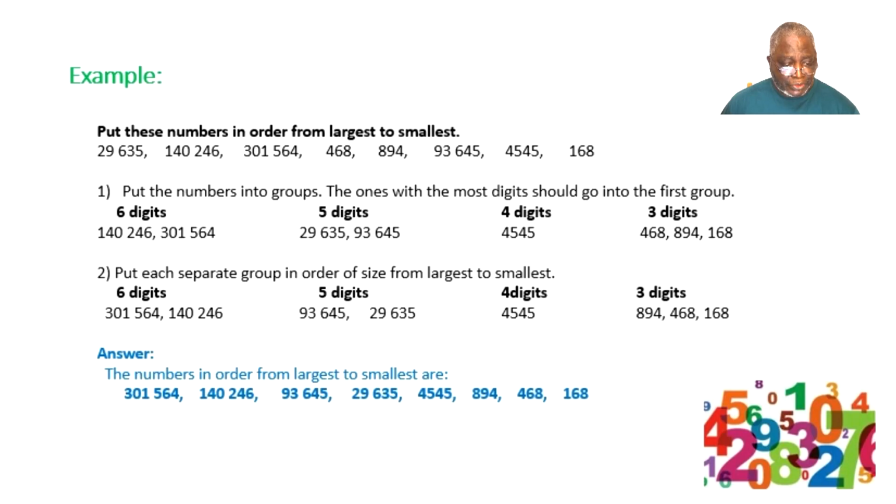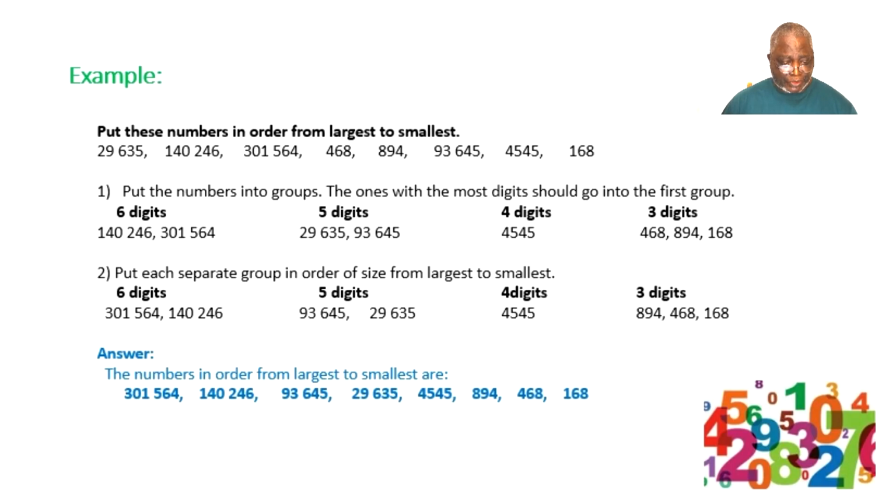So in this case, you have 301,564, and then 140,246. Then in the 5-digit group, you have 93,645, 29,635, and in the 4-digit group, you have only 4,545, and then in the 3-digit group, you have 3 numbers, 894, 468, and 168.